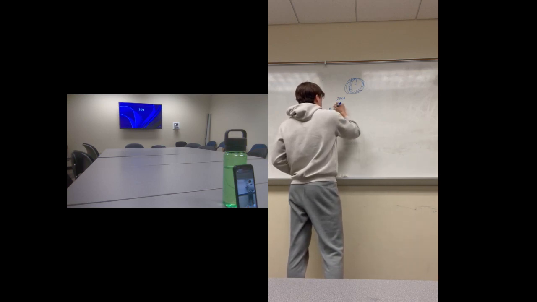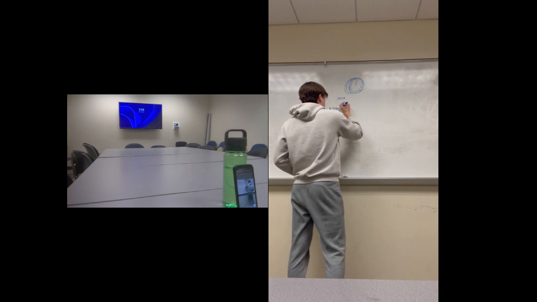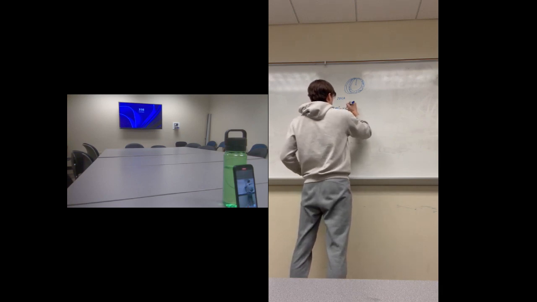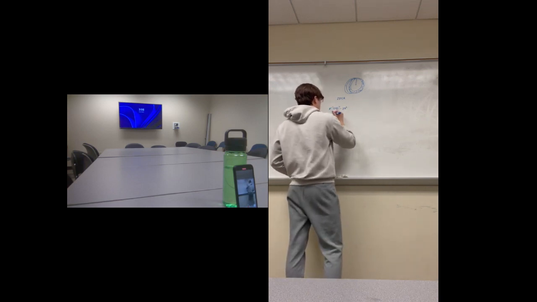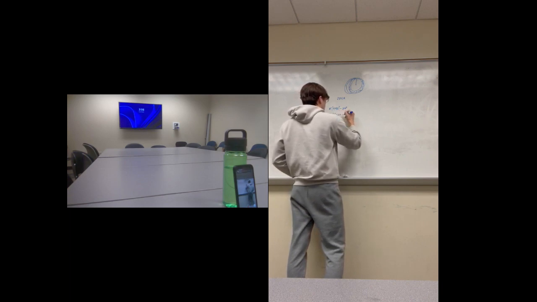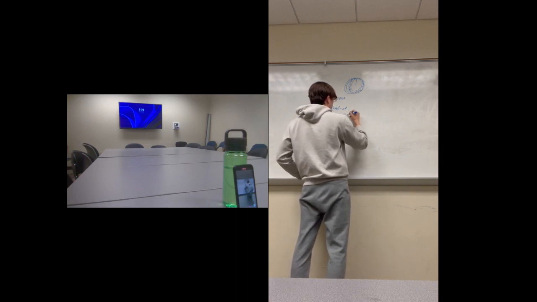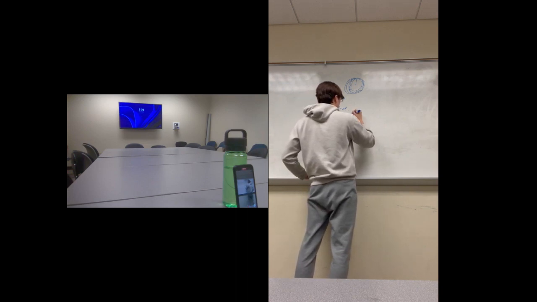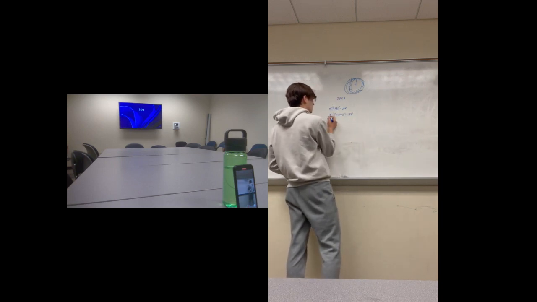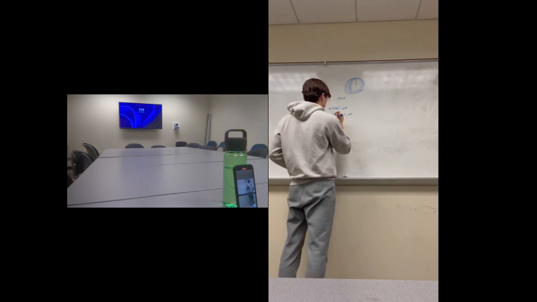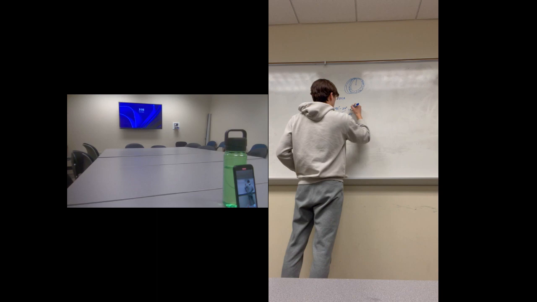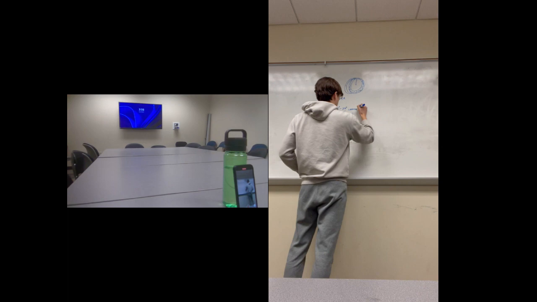pi times (r plus t) squared minus pi r squared. So when we FOIL this out, we get pi times (r squared plus 2tr plus t squared), and then minus that pi r squared that we found earlier. So we can see that our pi r squared terms are going to cancel out, and we'll be left with a 2 pi tr right here and a pi t squared.